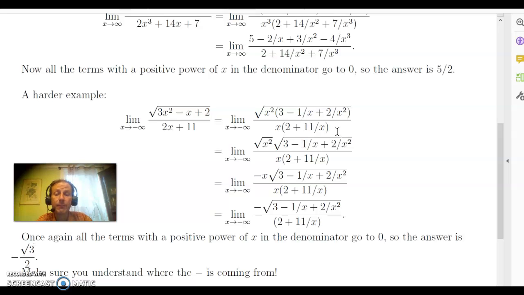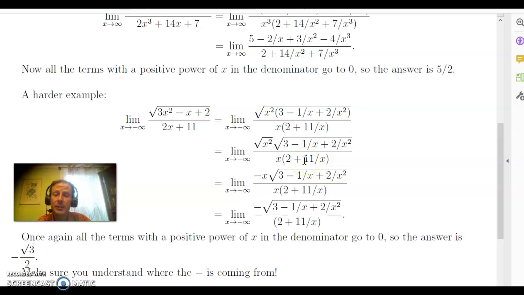Now, it is a fundamental property of square roots that square roots are multiplicative, which means that if you have a square root of a product, like we do have here, x squared and all this stuff in parentheses, that is equal to the product of the square roots. So the top can now be rewritten as the square root of x squared times the square root of 3 minus 1 over x plus 2 over x squared, whereas the bottom stays the same for now.